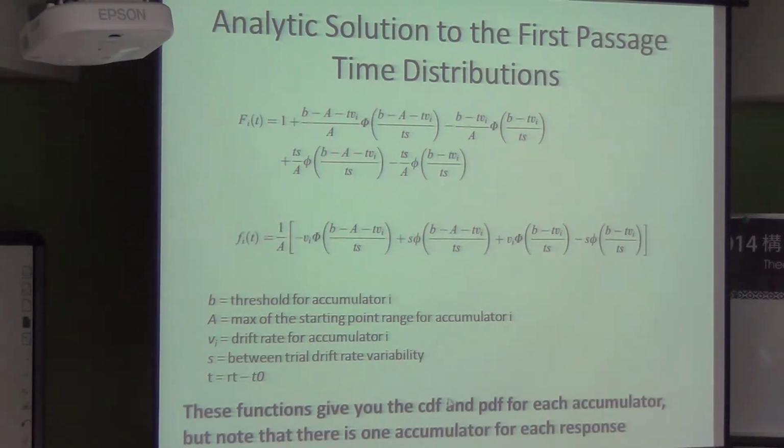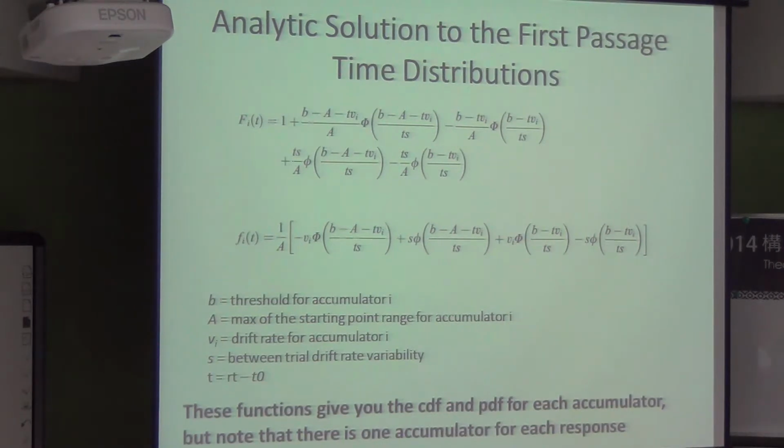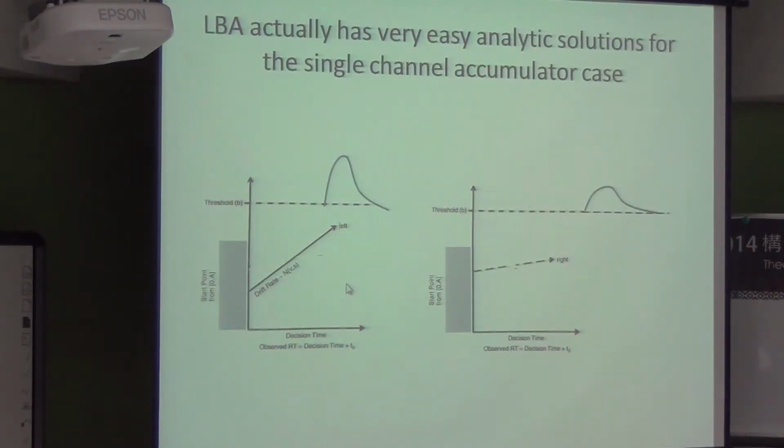And these functions give you the cumulative distribution function and the probability density function for each of the accumulators. So there's one accumulator for each response, and those functions tell you information about these distributions for those accumulators. Now, what we typically want to know, though, for a given dimensional decision, is which one of these accumulators finishes first? What's the probability of this accumulator, the response A accumulator, finishing before the response B accumulator?